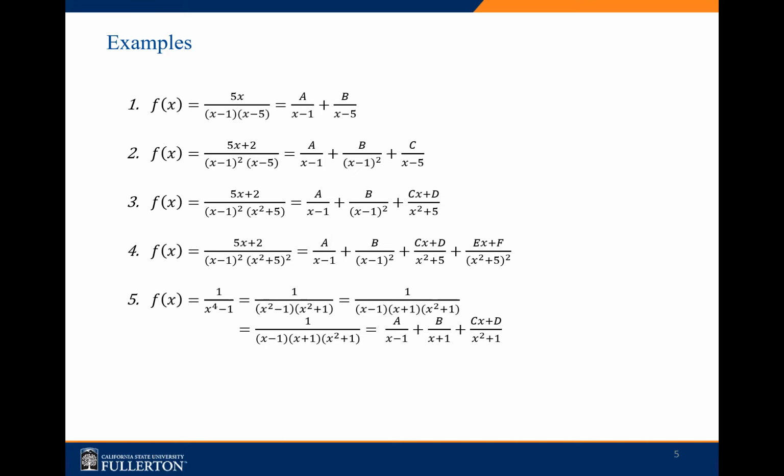In 5, I have 1 over x to the power 4 minus 1, which can be factorized into (x minus 1) multiplied by (x plus 1) multiplied by (x squared plus 1). So we applied the same rule as we did to number 3, and we arrived at A over (x minus 1) plus B over (x plus 1) plus (Cx plus D) over (x squared plus 1).